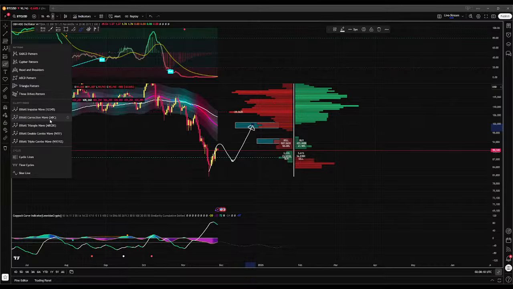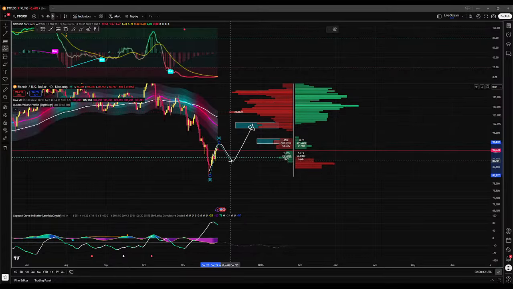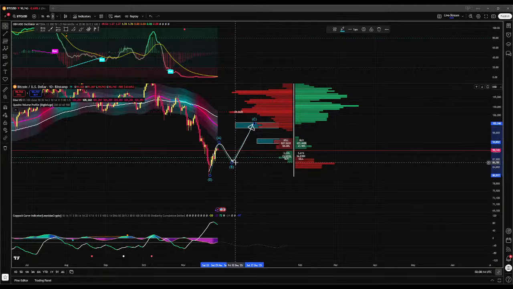This ABC move, A, B, and C. This B is going to be the retracement. Maybe it's going to be your opportunity to enter another long position here, looking for this C wave, looking for maybe 97, 100K.